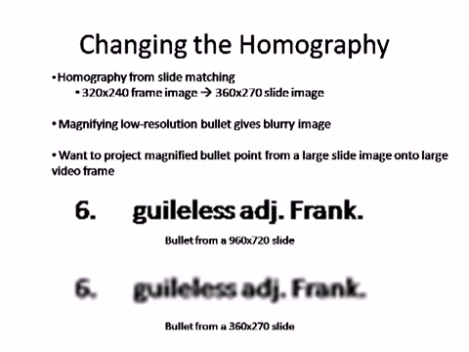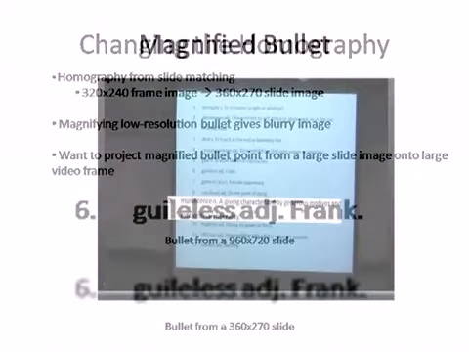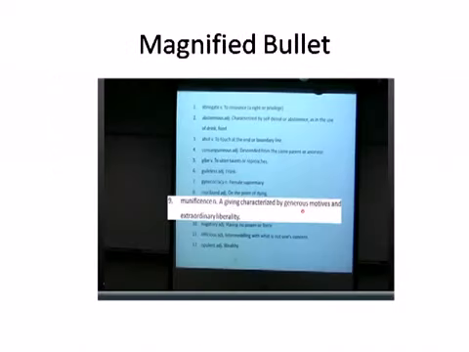Changing the homography simply requires a change in scale and position so that the magnified bullet is centered around the original bullet's position. With this final computation, we are now able to magnify a bullet for any laser gestures found in the video.